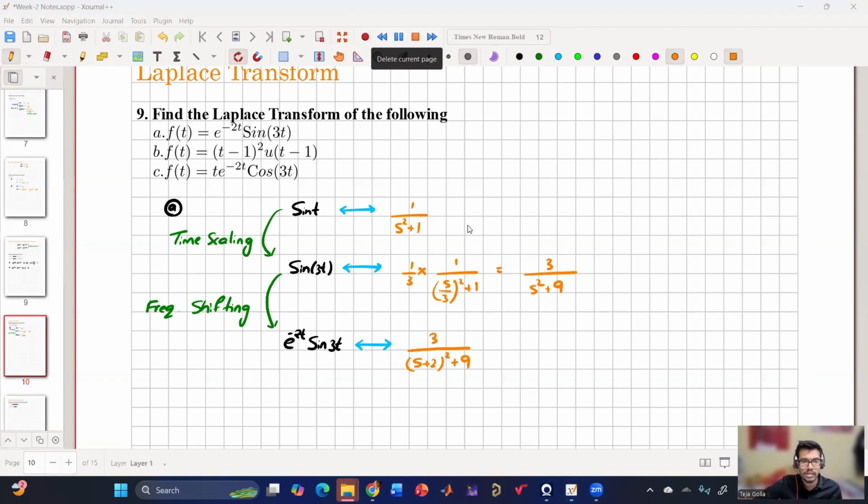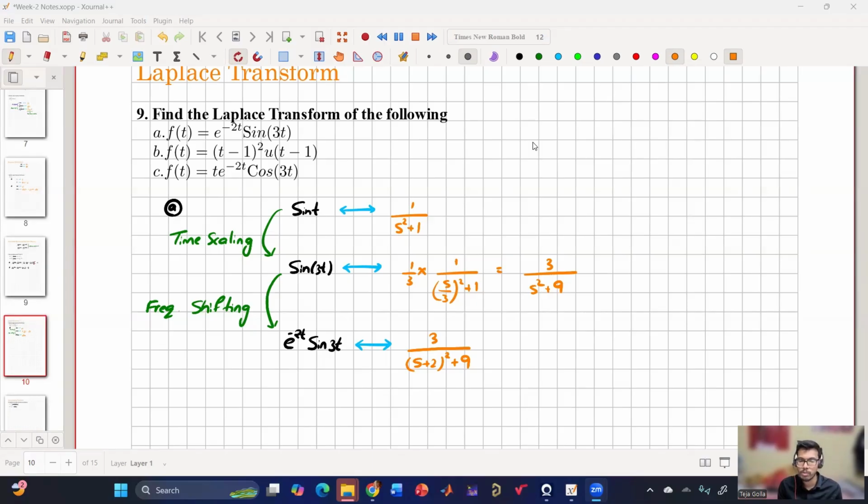So now looking at the expression, you should understand which property to be used. I started with the very basic expression sin t. From sin t, I converted to sin 3t using time scaling. From sin 3t to e to the power minus 2t sin 3t, I used frequency shifting. So I used two different properties and then got the Laplace transform.